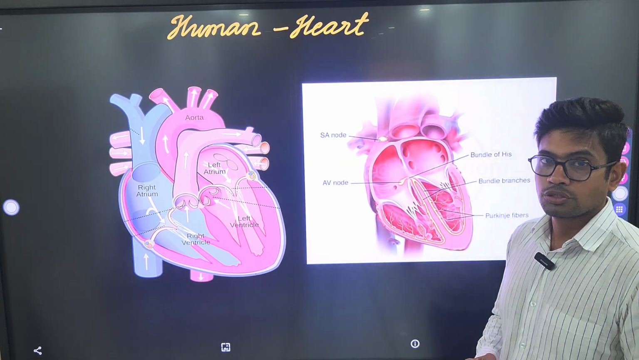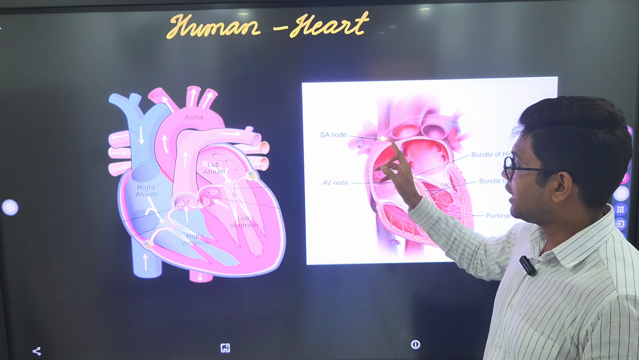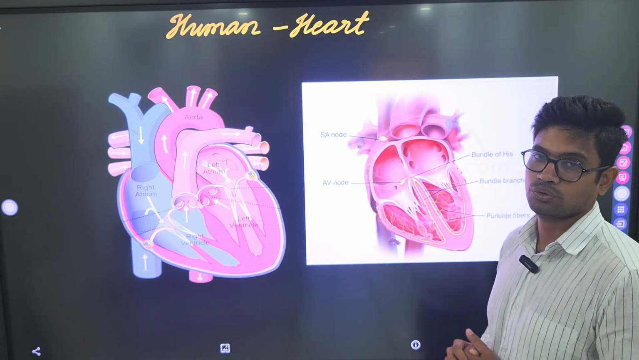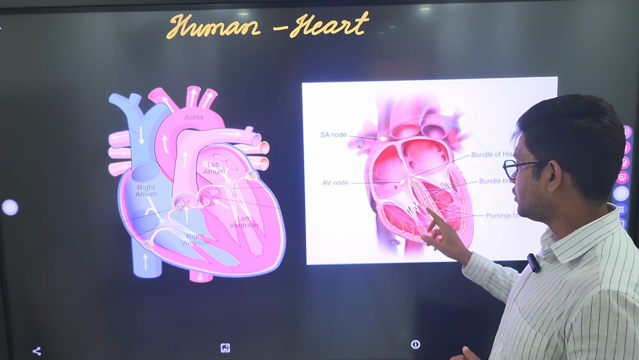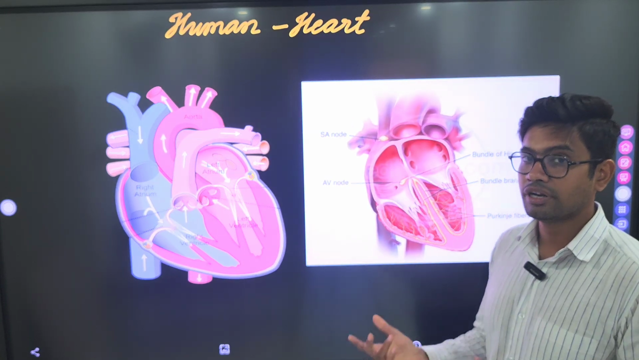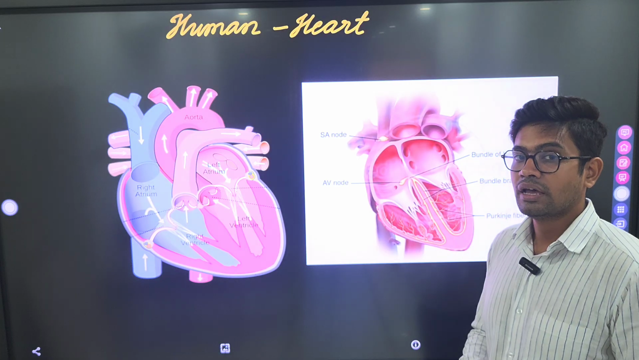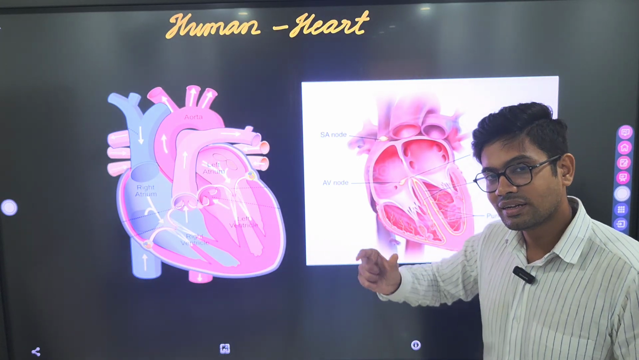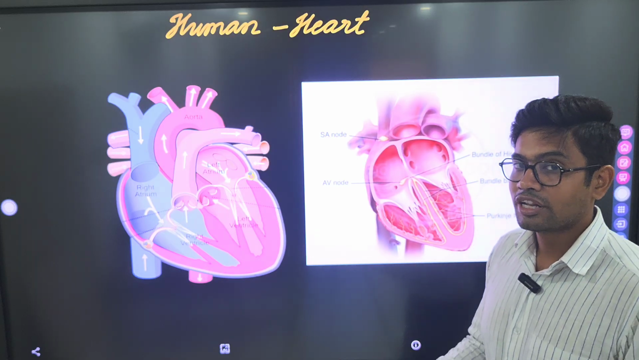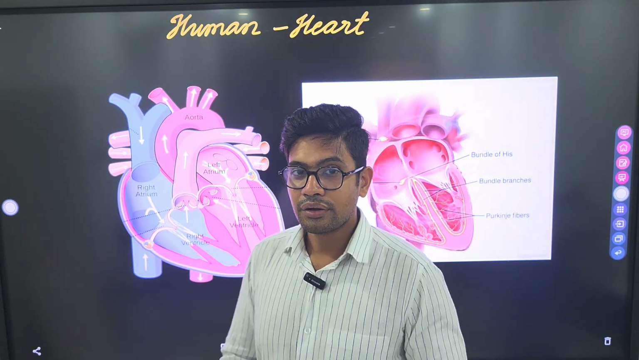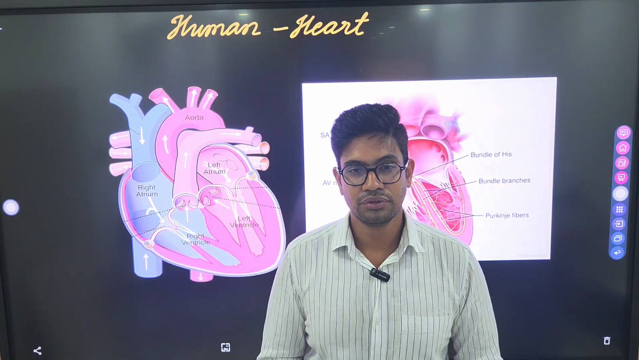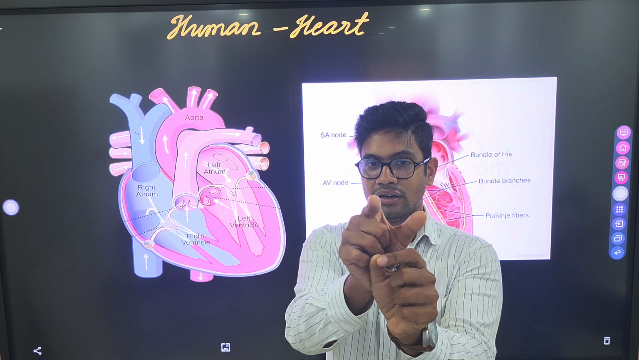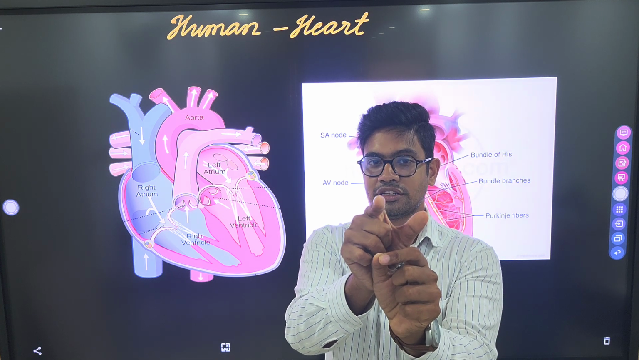After this, the action potential which was generated by the SA node is transferred to the AV node, and through the AV node and Purkinje fibers it is spread throughout the ventricular musculature, and both the ventricles contract. When this contraction happens, it is called ventricular systole. When the ventricular systole happens, at the same time both the atria undergo relaxation.